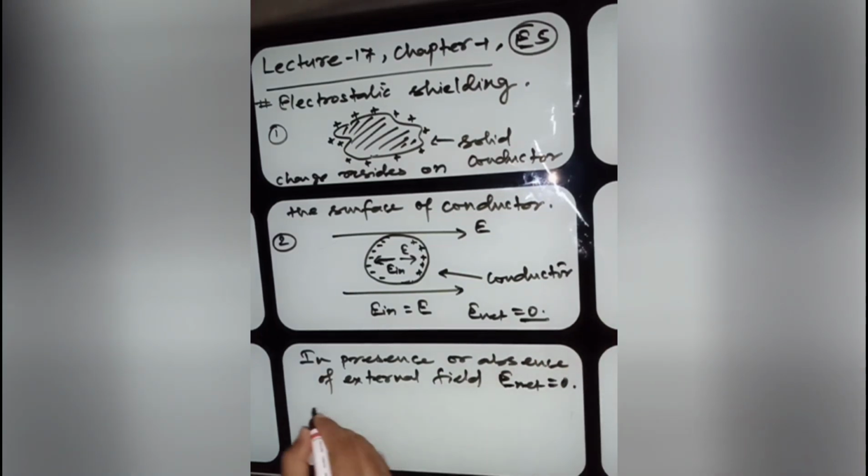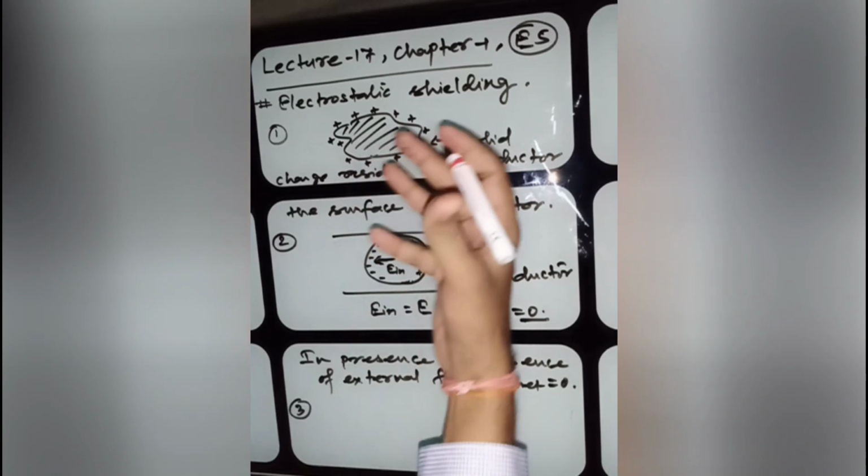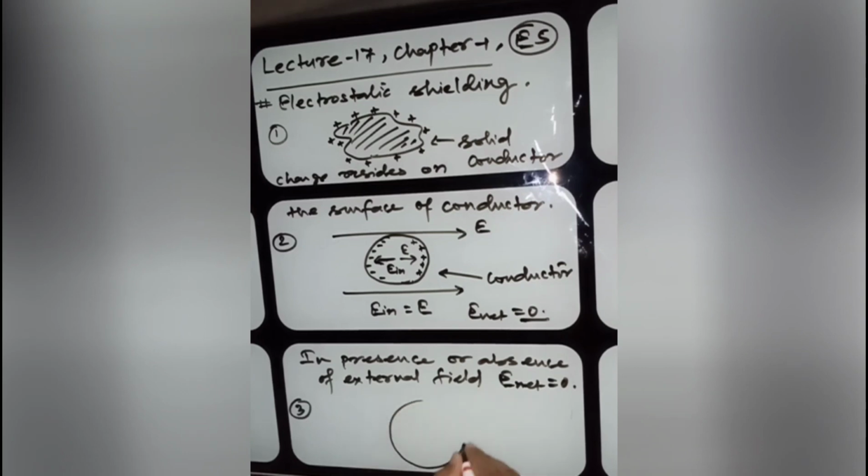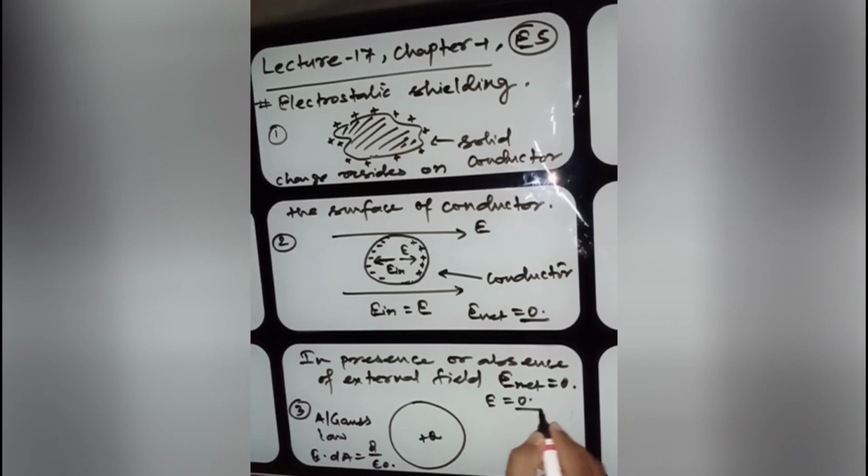Now the third point about the conductor. We are facing here the concept of electrostatic shielding, students. If this is a hollow conductor with a cavity, and any extra charge is put inside, what will happen? According to Gauss law, the integral of E dot dA should be Q by epsilon naught, and we have studied that E net should be 0. If E net is 0, it means Q in should also be 0.